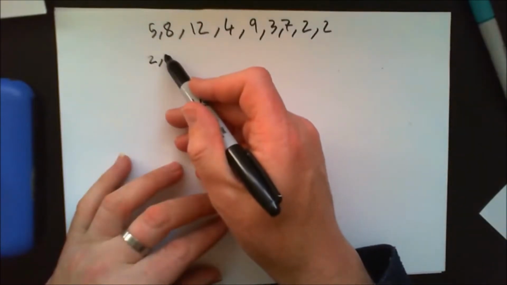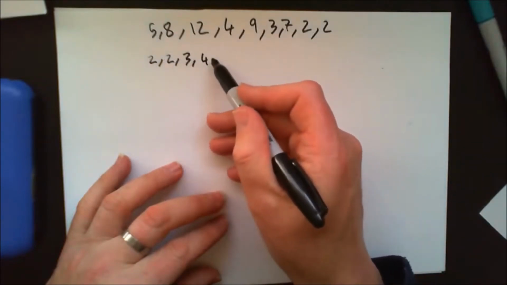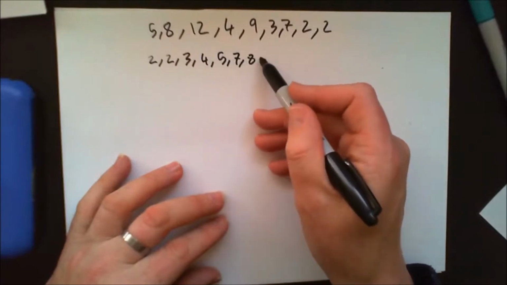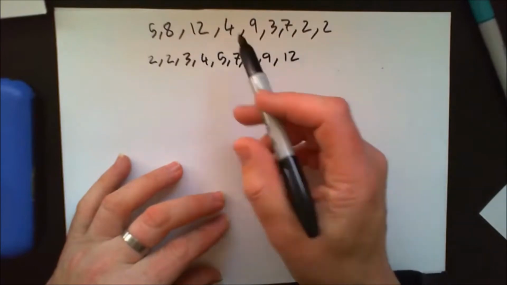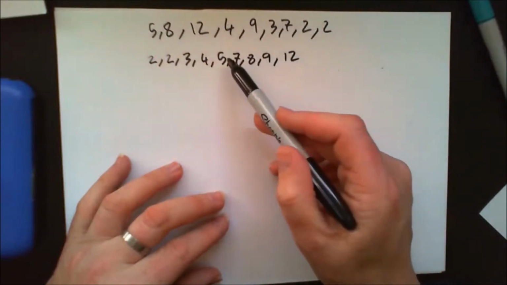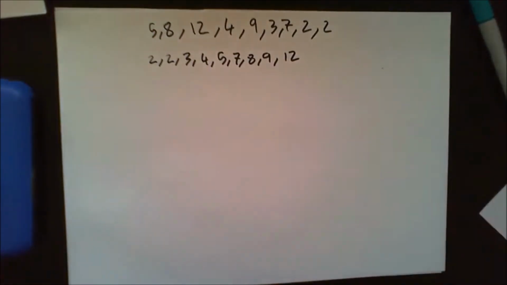That's the killer thing. The data set is 2, 2, 3, 4, 5, 7, 8, 9, and 12. That's 1, 2, 3, 4, 5, 6, 7, 8, 9 numbers. Okay, they're in order. So let's do first the mean.